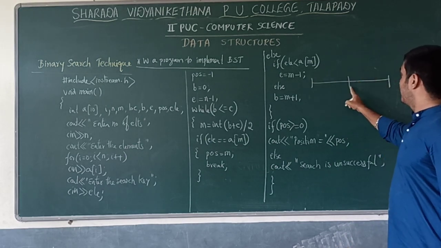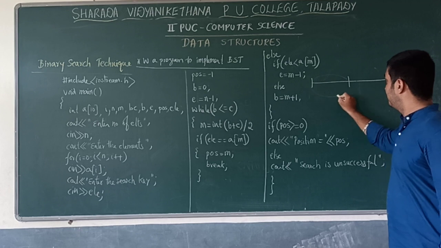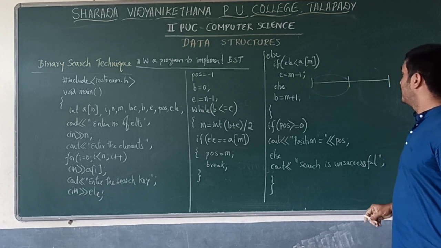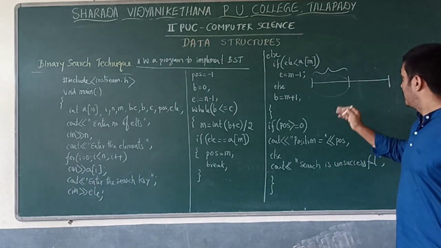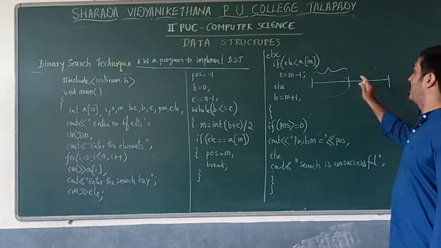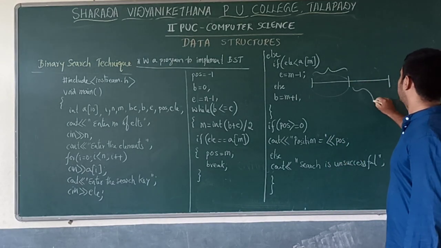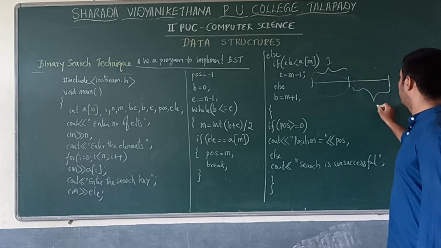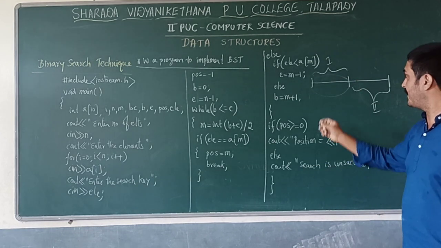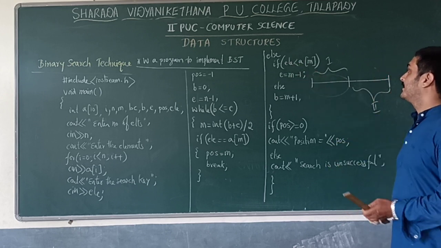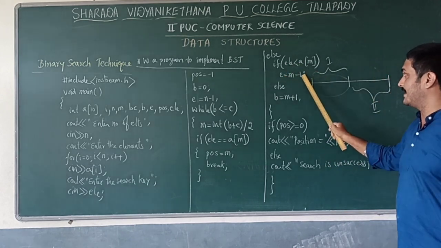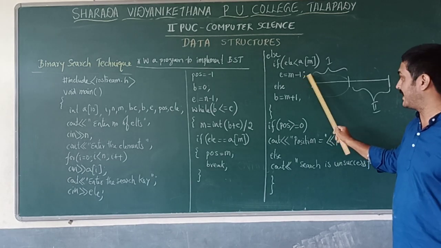Here center element. If search key is somewhere here, that is less than the center element, search key involves in the first half. If search key is greater than the center element or middle element, search key involves in the second half. This one is first half, here it is second half. So that's why we have to use this one. If ELE is less than A of M, then end is equal to mid minus 1.